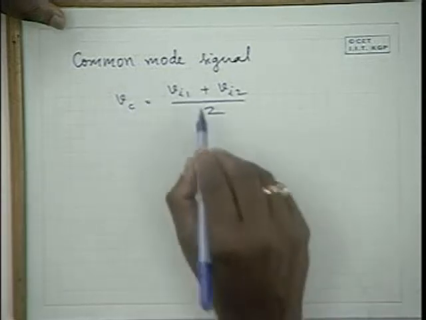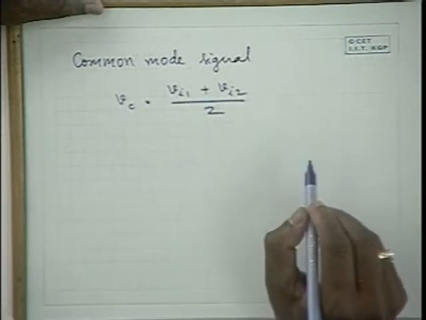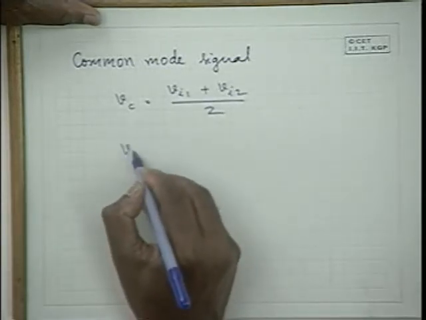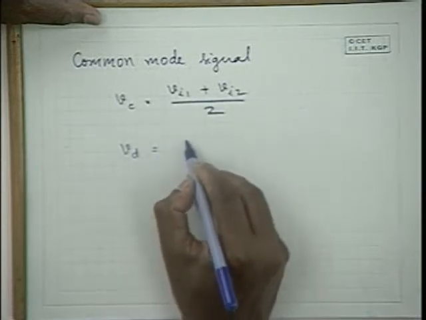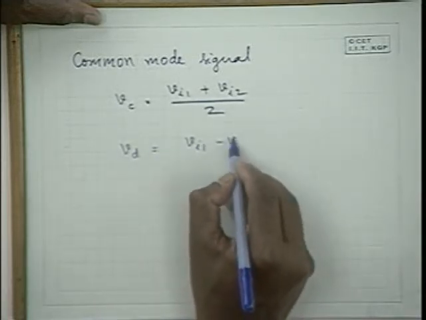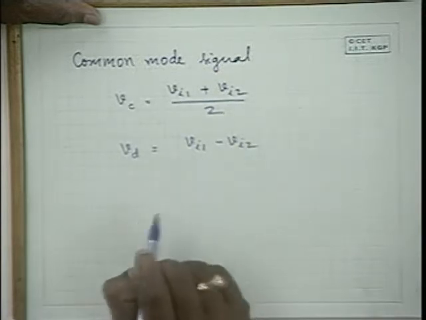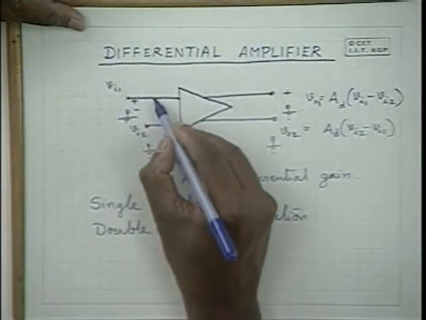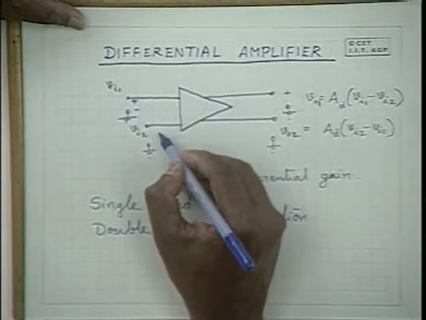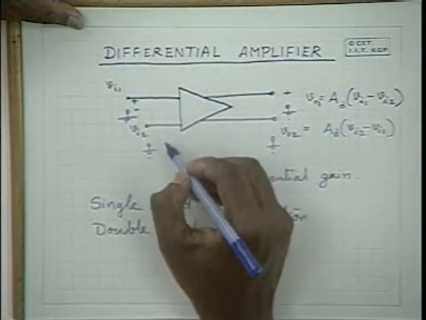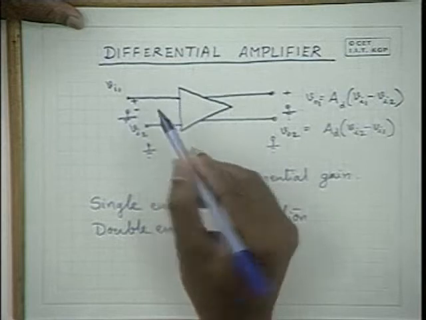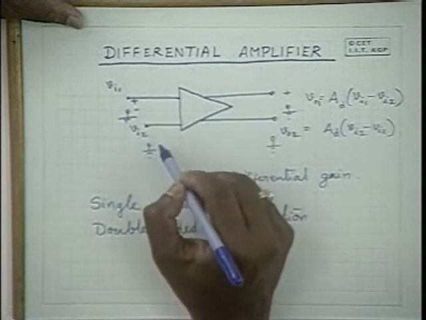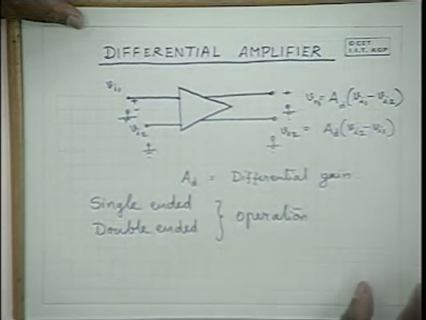So the common mode signal Vc is equal to (Vi1 plus Vi2) by 2. The difference signal, on the other hand, is Vi1 minus Vi2. This is the difference signal. If one input is plus 1 and the other input is minus 1, the difference signal is 2 volts, whereas the common mode signal is 0. 1 minus 1 is 0, by 2 is equal to 0.